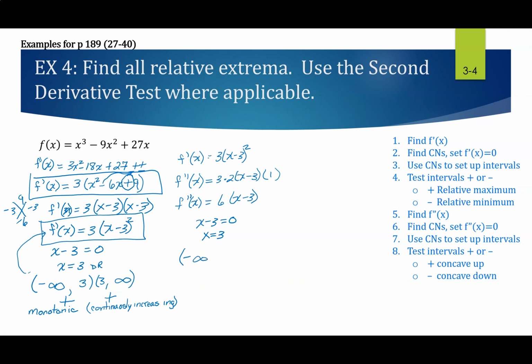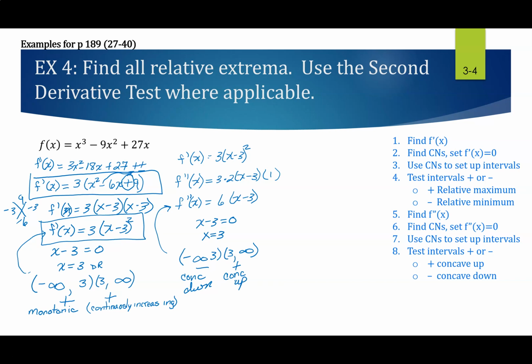And I have negative infinity to 3, 3 to infinity. Plugging it in to my second derivative, I have 0 minus 3 is a negative value times 6. That's a negative concavity. So we know that's concave down. Okay, then 3 to infinity, 10 minus 3, positive, times a positive 6. That's a positive interval. That's concave up.